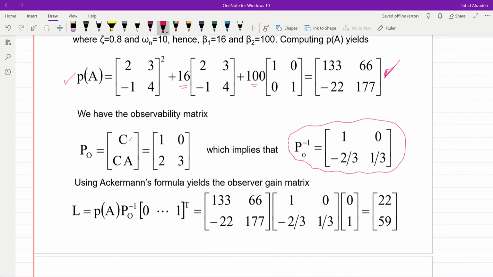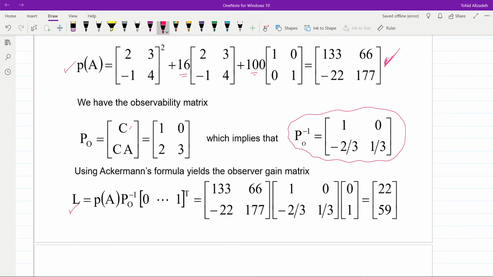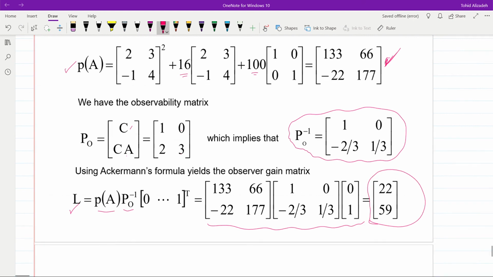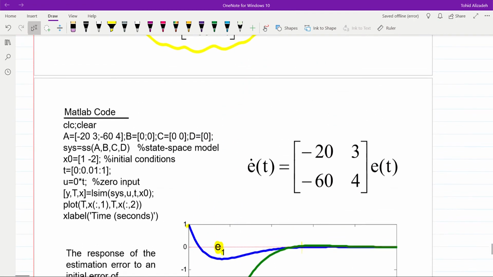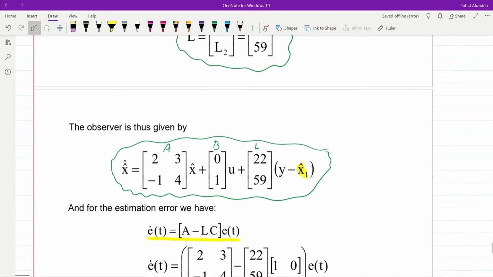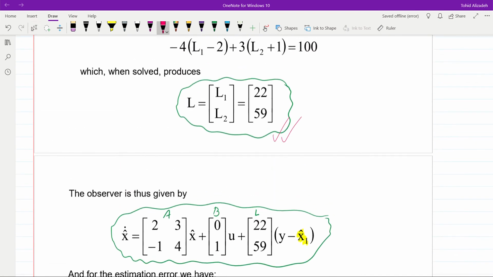We can now use Ackermann's formula to find L, the observer gain, by replacing P of A and the inverted observability matrix. After the calculations, we will get indeed the same values for L, 22 and 59, as we had in the previous example. Let me show you. Yes, 22 and 59. So using Ackermann's formula gave us exactly the same values as we got manually by equating the characteristic equation of the observer with the desired characteristic equation.